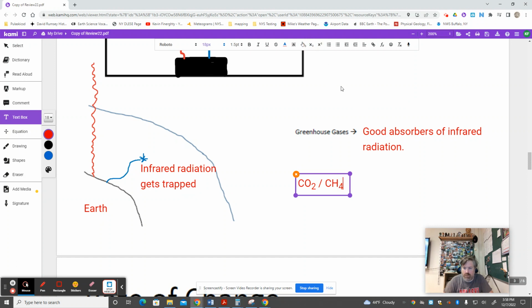CH4, methane. Those are the two that we have control over, how much our society opts to put into the atmosphere. At some point, I think we're going to make better decisions and come up with better ways to have our economy and get around this planet without emitting so much of that. We'll see. The third one is greenhouse gas.